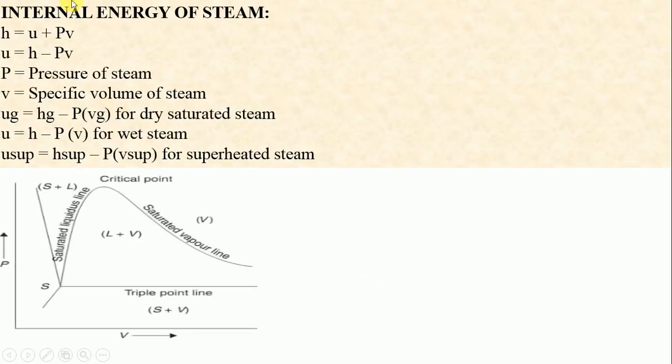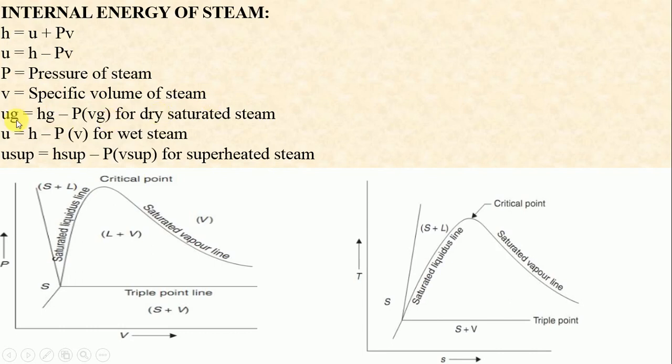So this is how we can find out the internal energy of the steam. The enthalpy is U plus PV, so U can be calculated as H minus PV. P is the pressure of the steam, V is the specific volume of the steam at a given pressure and temperature. So this is U for wet steam, that is H minus P into V. Similarly, we can find it for dry saturated steam and superheated steam.